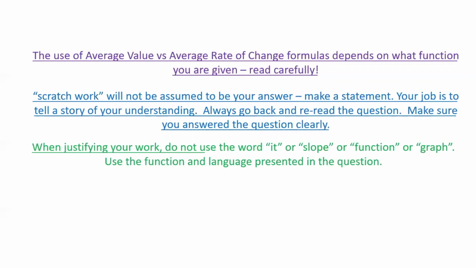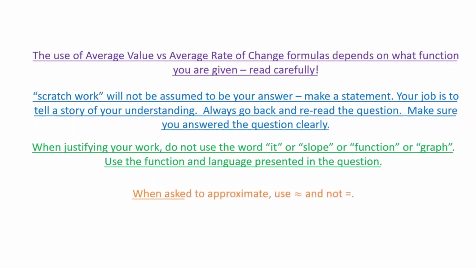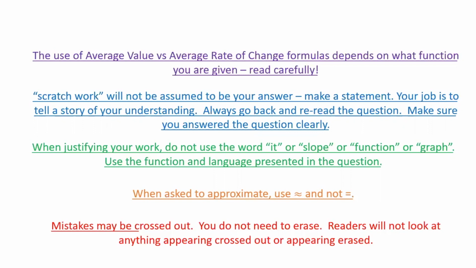When justifying your work, do not use the word it, slope, function, or graph. Use the function and language presented in the question. When asked to approximate, use the approximation symbol and not the equal symbol. Mistakes may be crossed out. You do not need to erase. Readers will not look at anything appearing crossed out or appearing erased.